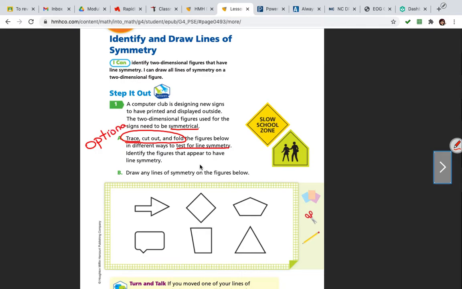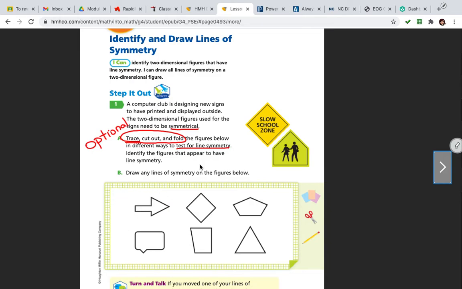You should be able to look at the pictures at the bottom and then be able to draw a line through them. So identify the figures that have line symmetry. Draw any lines of symmetry on the figure below. So in the first figure we have an arrow. It looks very similar, but if you look at this line right here, this line is shorter than that line, so they're not symmetrical. You would think you could typically draw a line here, but it does not become symmetrical, so that one does not have a line symmetry.